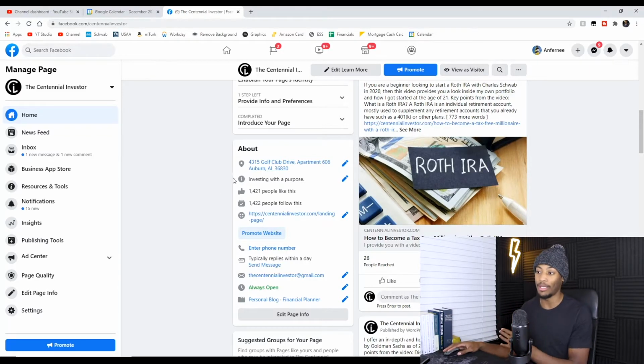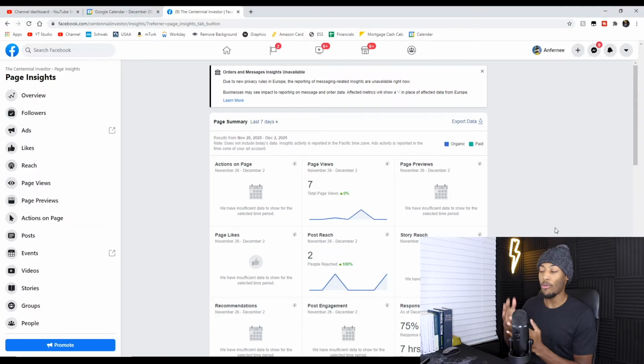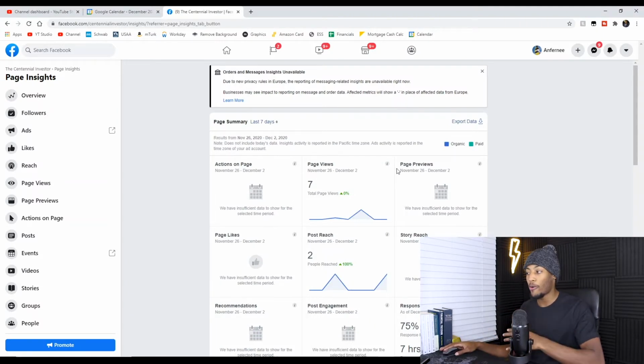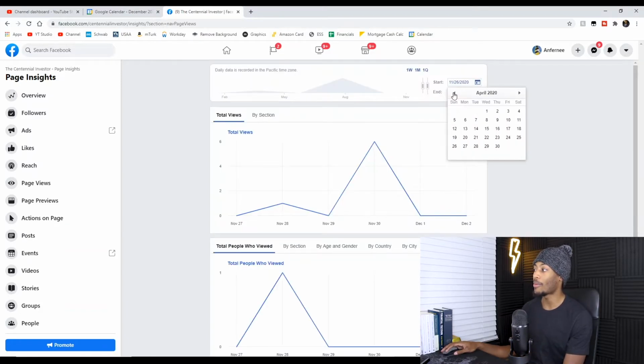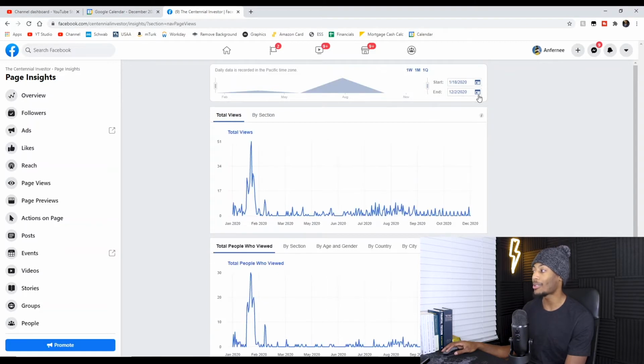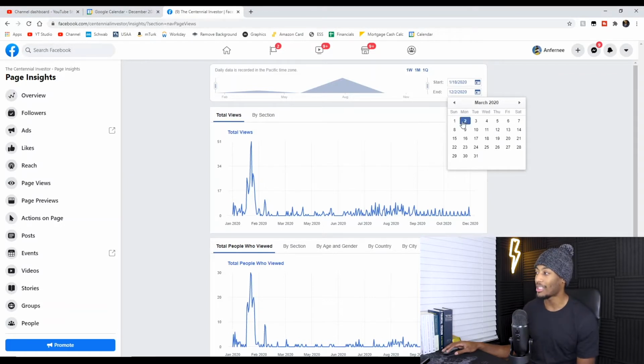$100 of ad spend. So to do that, we'll go into insights, and then we're met with this page that shows you the last 7 days, but obviously we don't want that because this experiment was so long ago. We have to adjust the time frame. So what I'm going to do is adjust the time frame all the way until January 1st, or I guess January 18th, and then I'm going to stop the time frame at about March 1st because that is around the time where I started this YouTube channel and stopped using this page.